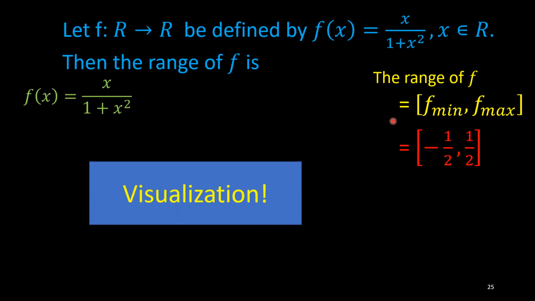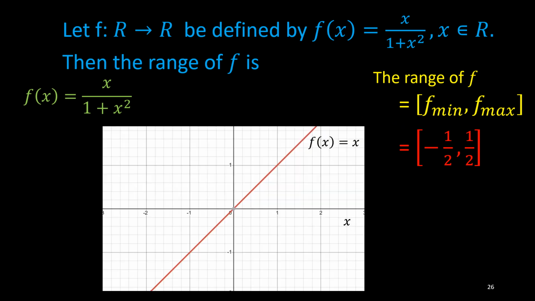Now try to get some visualization of this function. What we will do? You see this function f of x equals x upon 1 plus x square. x is in the numerator and the denominator is 1 plus x square. Suppose if it is not there, if it's only x, then the function will be f of x equals x. It's a linear function passing through the origin and the slope is 1, right?